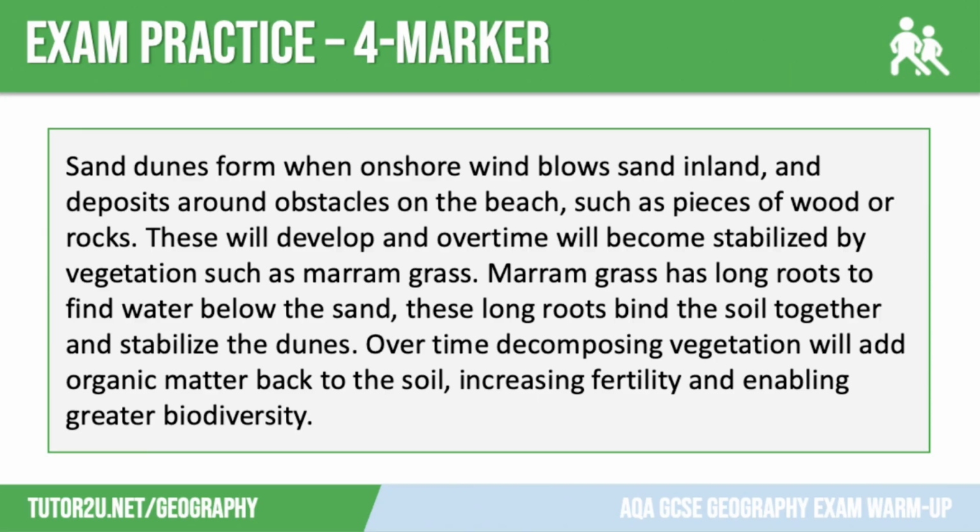Sand dunes form where onshore wind blows sand inland and deposits around obstacles on the beach, such as pieces of wood or rocks. These will develop and over time will become stabilised by vegetation such as marram grass. Marram grass has long roots to find water below the sand. These long roots bind the soil together and stabilise the dunes. Over time, decomposing vegetation will add organic matter back into the soil, increasing fertility and enabling greater biodiversity.